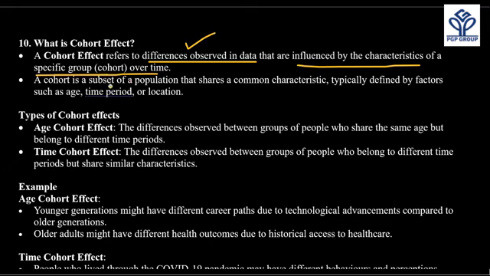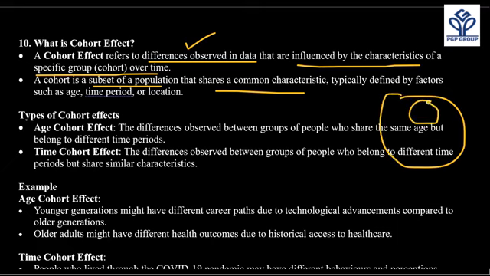Now, a cohort is a subset of the population that shares common characteristics. We make them a group. Cohort is a group. You know the population, the entire thing is the population. In that, a subset shares the common characteristics, typically defined by factors such as age, time period, or location. So based on the time, age, or location, this is going to affect the other values or variables. So this is called the cohort effect.